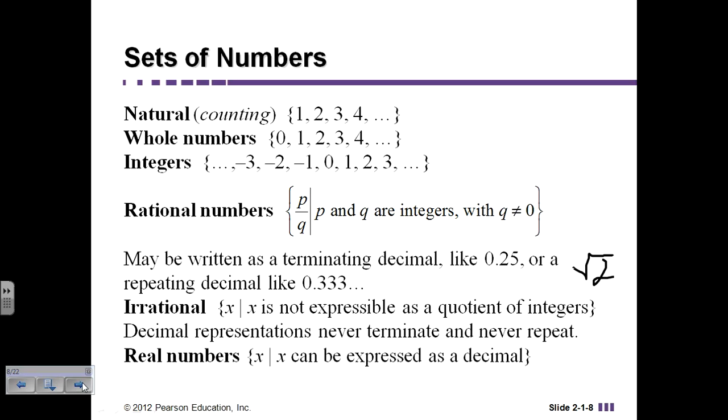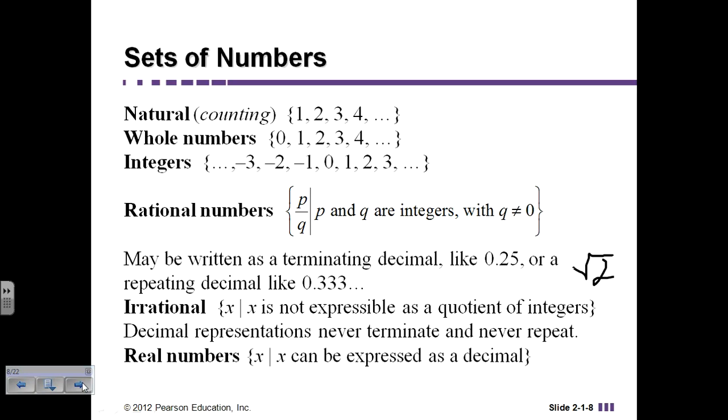Irrational numbers are the set of x such that x is not expressible as a quotient of integers. In other words, irrational numbers cannot be written as a fraction of p over q, such as rational numbers. A very common irrational number that is used in mathematics is the number pi. There's a pi button on most calculators, and pi is used frequently in geometry problems. Another very common irrational number is the number e.